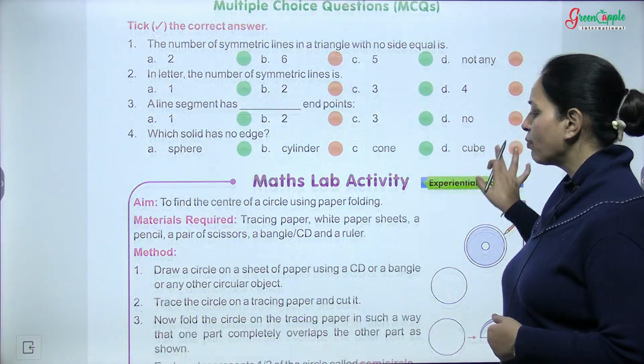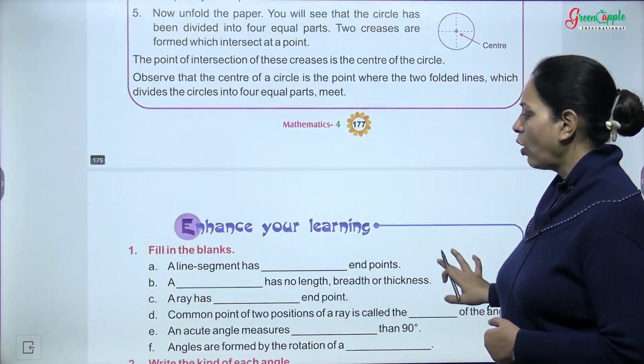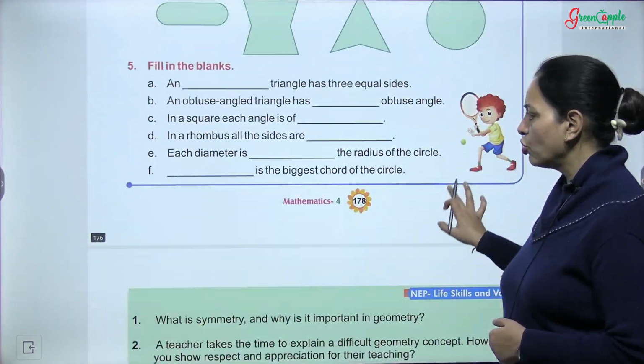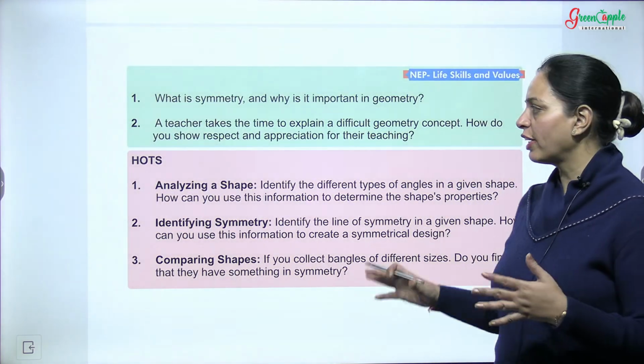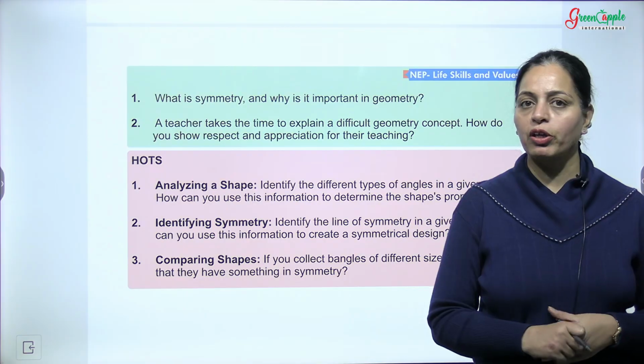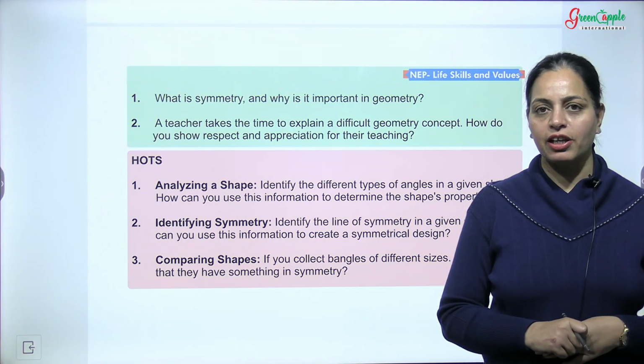You can try this one, very interesting. And now enhance your learning. Some questions you can try, and now some questions related to life skills and HOTS are also there. So I hope the concept is very much clear to you.